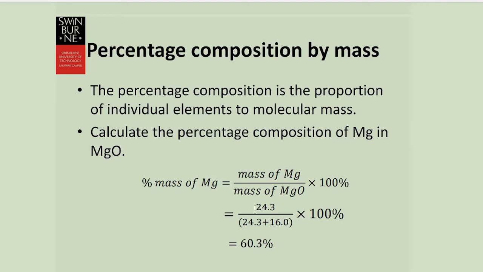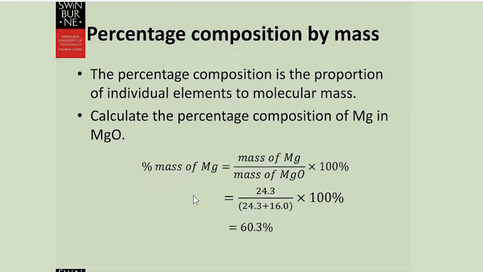The mass of magnesium is 24.3, so 60.3% of this magnesium oxide is magnesium. Actually, for whatever amount you take of magnesium oxide, 60.3% of that magnesium oxide is actually magnesium. The rest, that is 39.7%, is oxygen in the magnesium oxide.